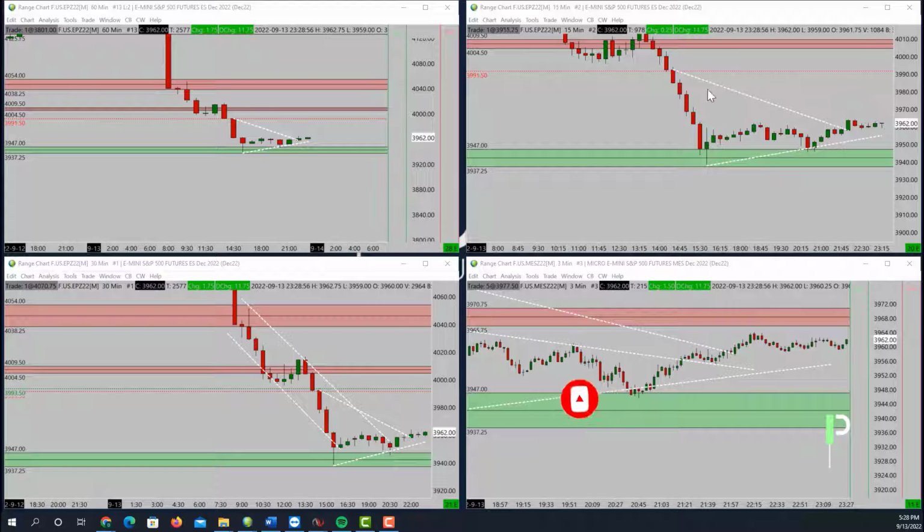So we are looking to see some levels for the London session and potentially into the US session.